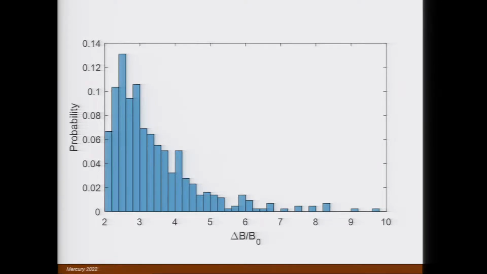They are quite wimpy. Delta B over B should be 2 for them to be called SLAMS, and they're not that much more nonlinear than that. Okay, there's a tail, but still.